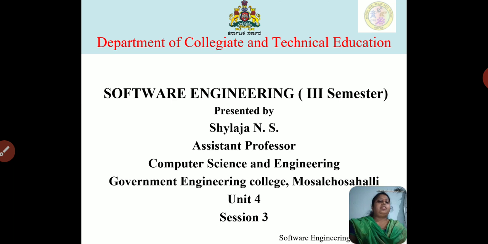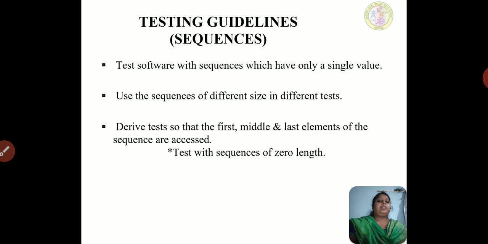In the previous session, we discussed the different test cases. In continuation of that, today we will also discuss the different test cases. In these test cases, we follow some guidelines that have to be executed one after another in sequence. First, test the software with a sequence having only a single value. We have to group all the set of objects having a single value, and those tests have to be verified first. Then use different sequences in the different test cases.